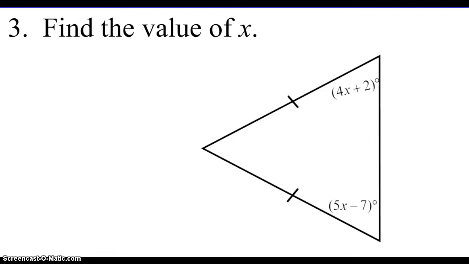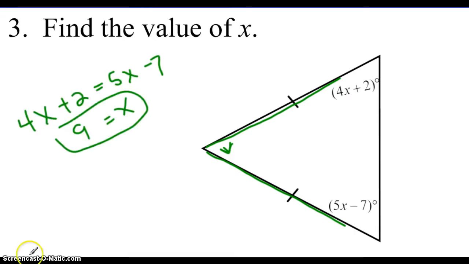So why don't you take a second, think about what you would do here. And then hopefully you realize that this is isosceles. This is a leg, and this is a leg. Where the legs meet is the vertex. So this is the vertex angle, which means these are base angles. And if these are base angles, it means they are congruent. So go ahead and solve this problem, please. Pause the video. And then hopefully you realize that x is 9.